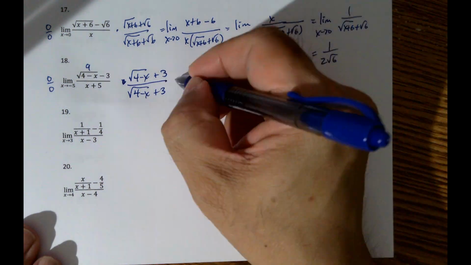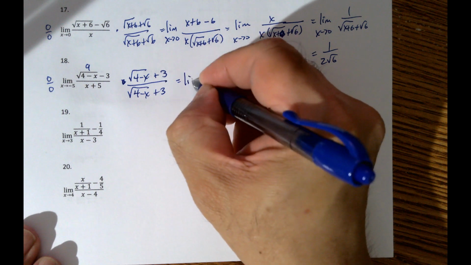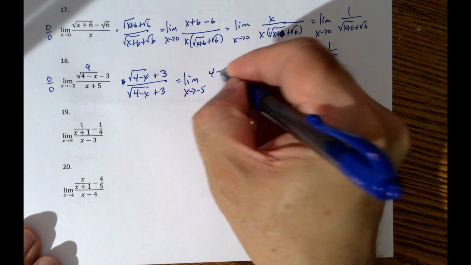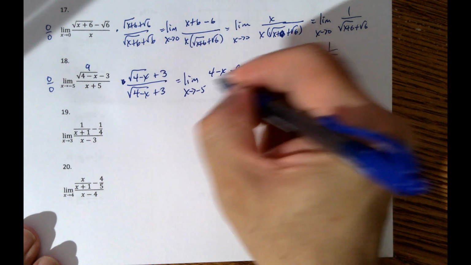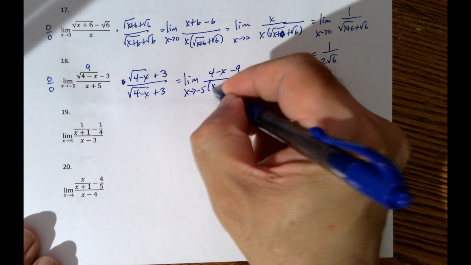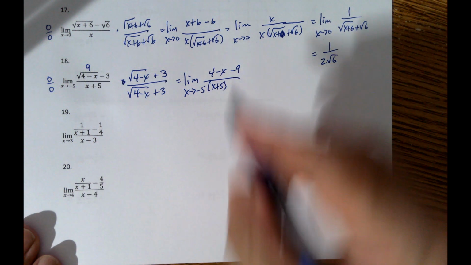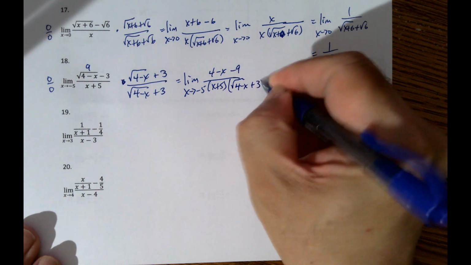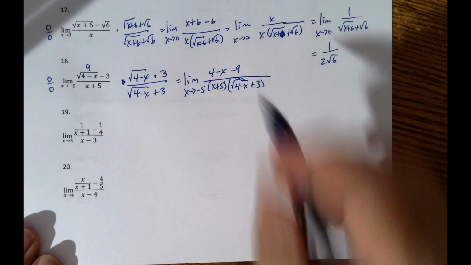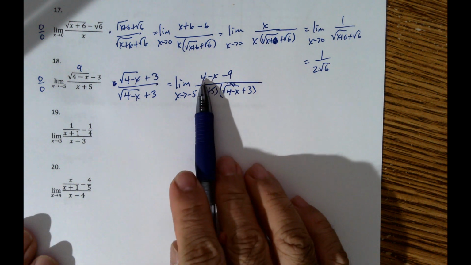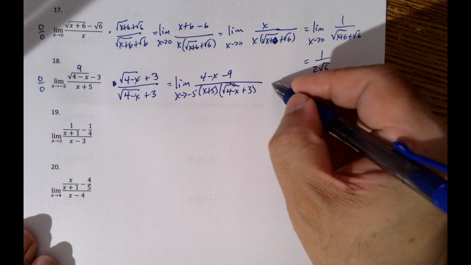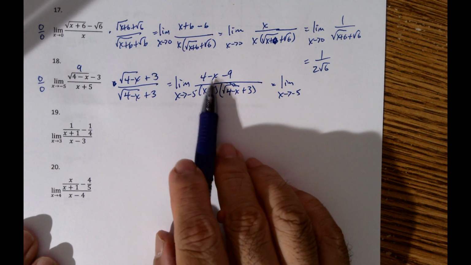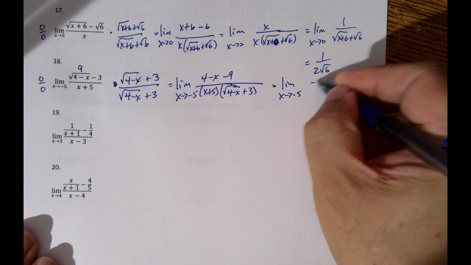All right, so now I multiply this out. That's going to give me 4 minus x minus 9 over x plus 5. So the numerator, I do multiply it out, but the denominator, I never multiply it out. It's because I am expecting something to cancel from the numerator. So what I have here is 4 minus x minus 9. That's going to simplify to negative x minus 5.